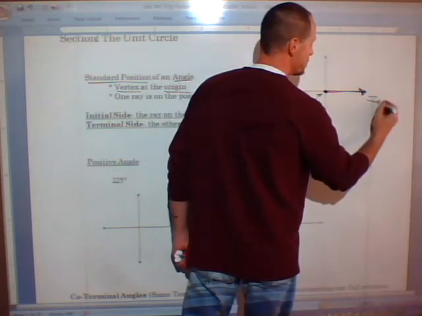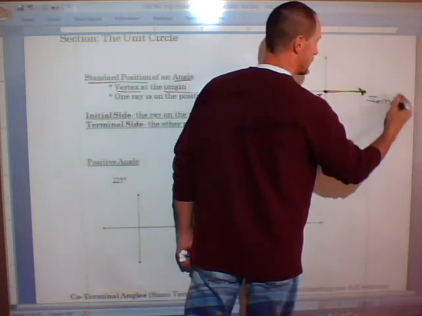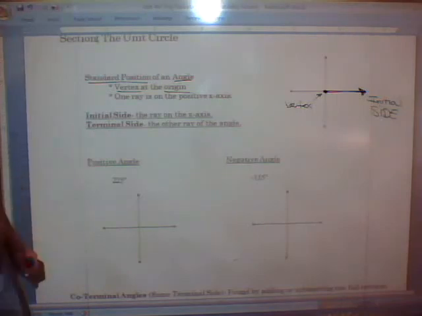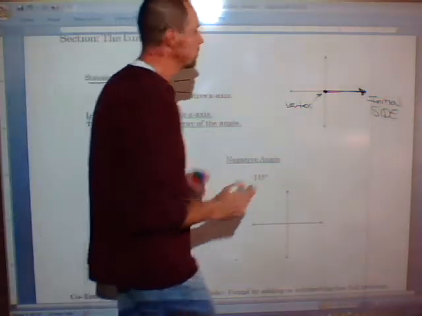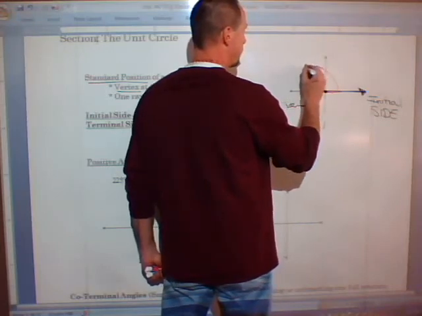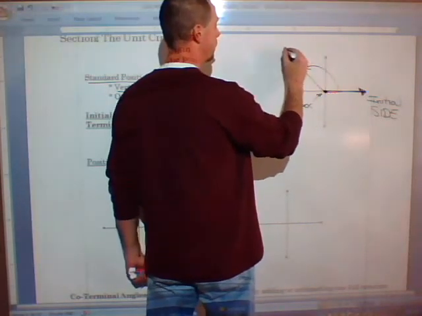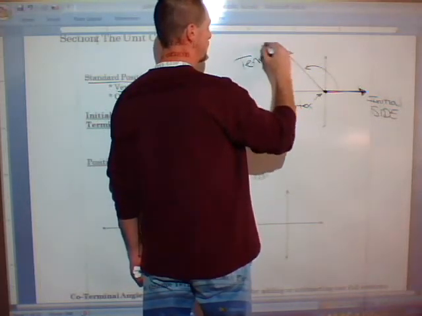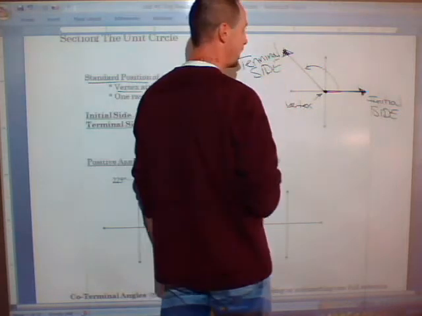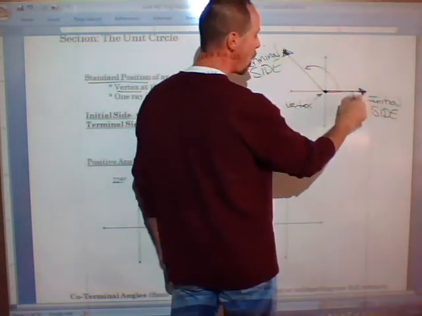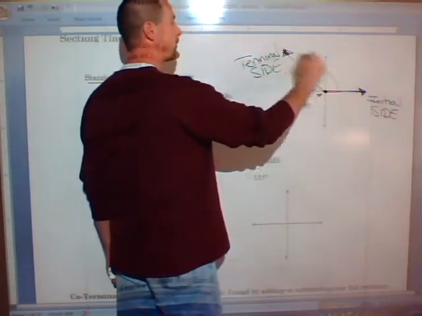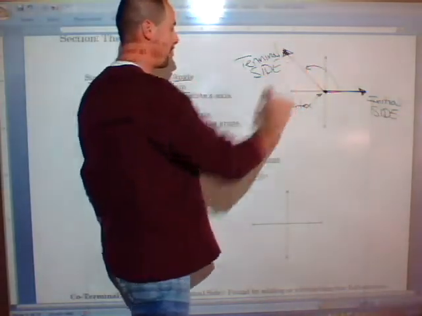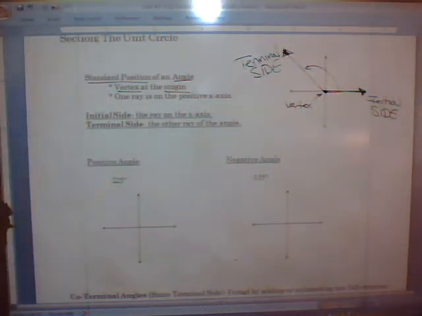So this is the initial side of our angle. Then the terminal side of our angle will be wherever the angle happens to stop. So maybe our angle comes around and it stops right here. This is called the terminal side of the angle. So the initial side is where it starts, and it's always the positive x-axis. And the terminal side is where it stops, and that depends on how many degrees your angle happens to be. So that's your initial side and your terminal side.